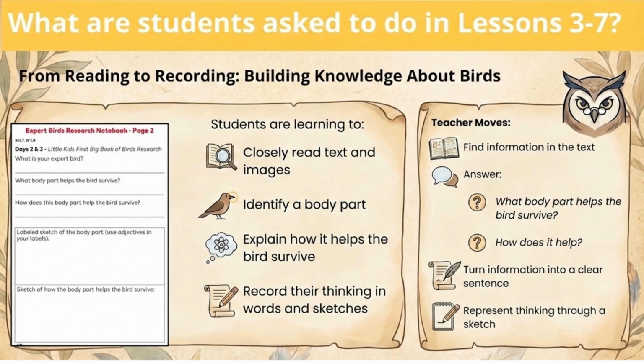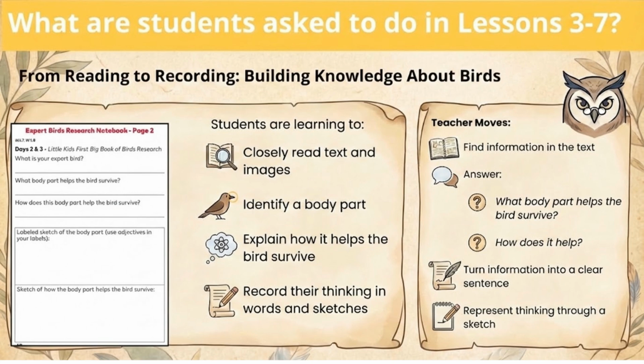This slide highlights the core work happening in Lessons 3 through 7. This is where students are really building their knowledge. Students are learning how to closely read both text and images to gather information about their expert bird. They are identifying a body part and, most importantly, explaining how that body part helps the bird survive. That explanation piece is the most important work. It's not enough for students to name the body part. They need to understand and communicate its function. You'll also notice that students are recording their thinking in two ways, through writing and through sketches. Both are important, and both support their ability to explain their ideas later.